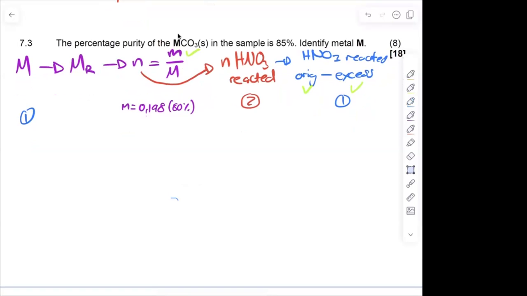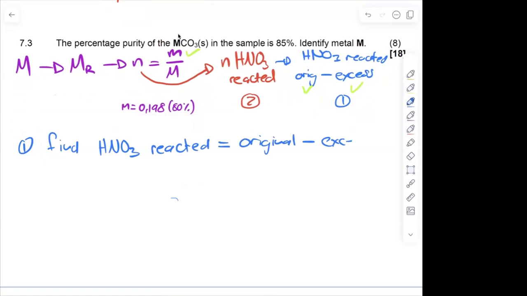I'm going to write it here, and I'm going to try and write it out more and more every time so that we know what step we're doing. Step 1, we need to find the HNO3 that reacted, right? How do we find that? We're going to find the original amount minus the excess. Okay, that's what we need to do to find this.